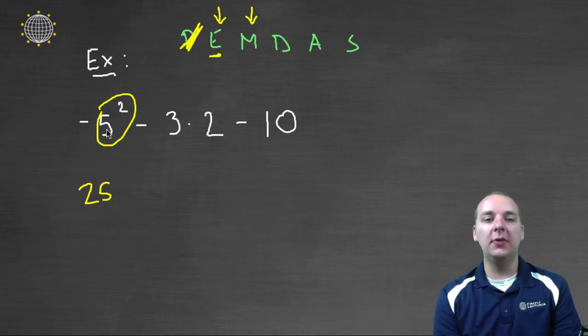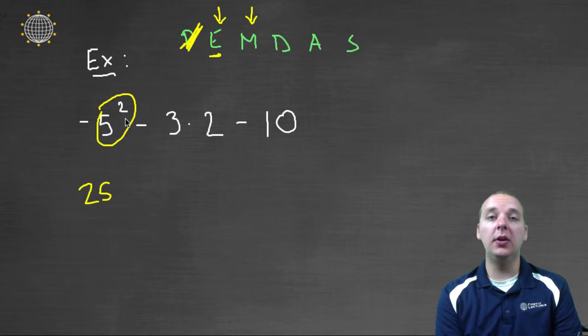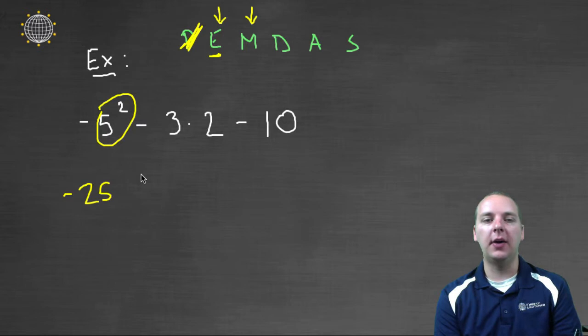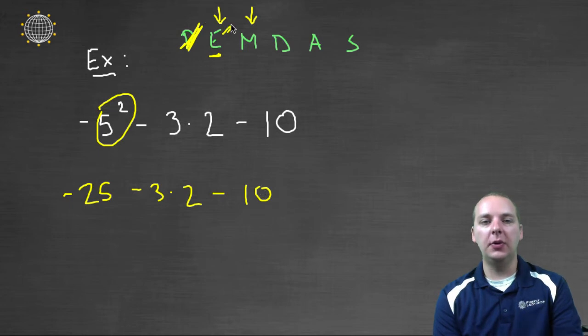So in fact, this will be 5 squared first, which is 25, and then I'll make that quantity negative. So I'll have -25, minus 3 times 2, minus 10. Okay, exponents are taken care of. Next, I'll take care of this multiplication, the 3 times 2, which is 6. -25 minus 6 minus 10.